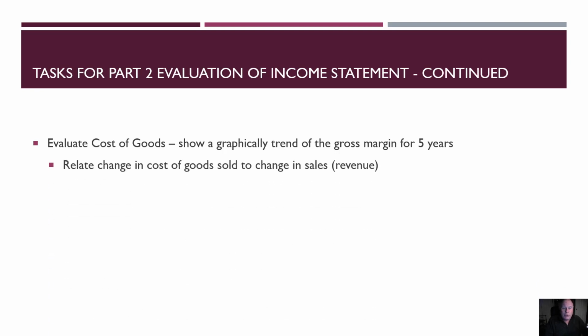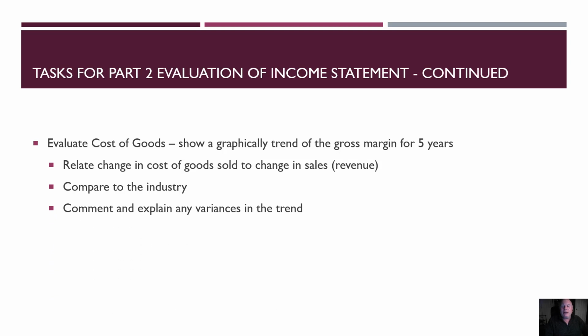Then, in a narrative, relate change in cost of goods sold to changes in sales. What was that relationship move? Compare it to the industry. There is an industry chart out there. Comment and explain any variances in the trend. Review other expenses. Explain any material variances.